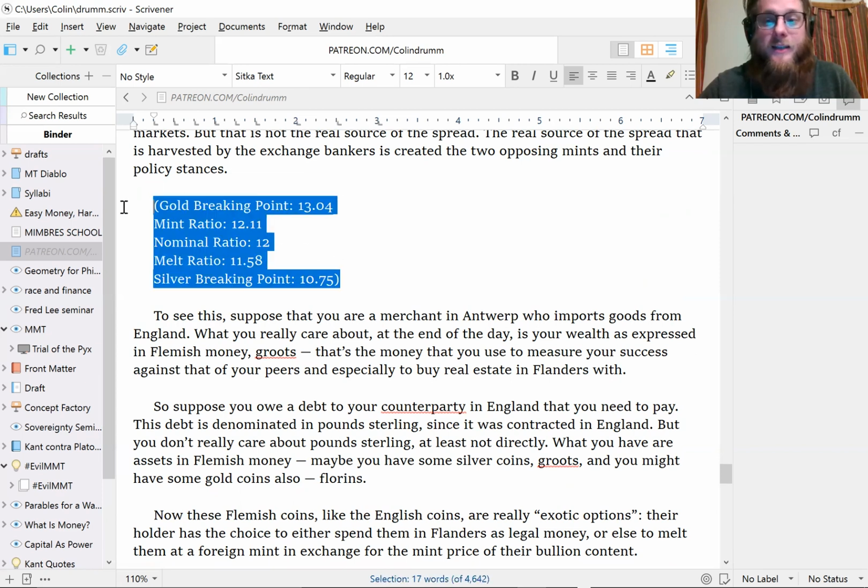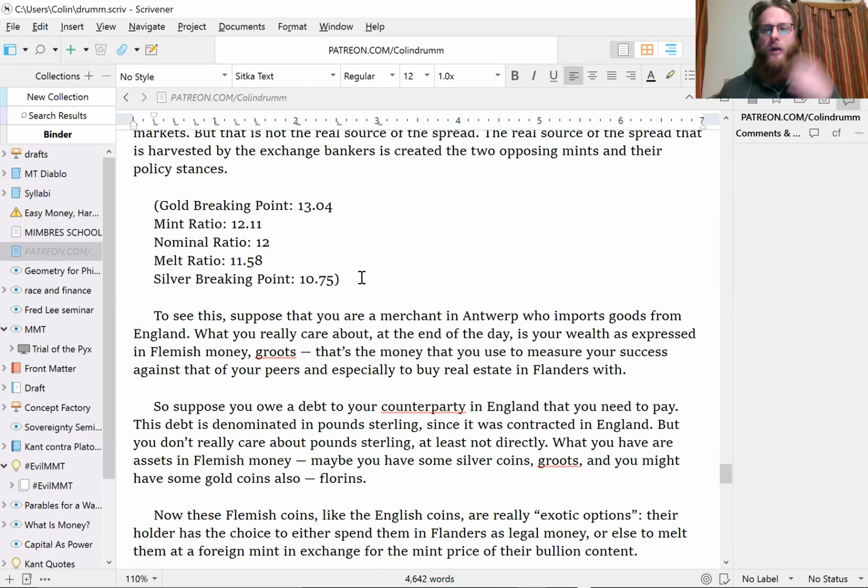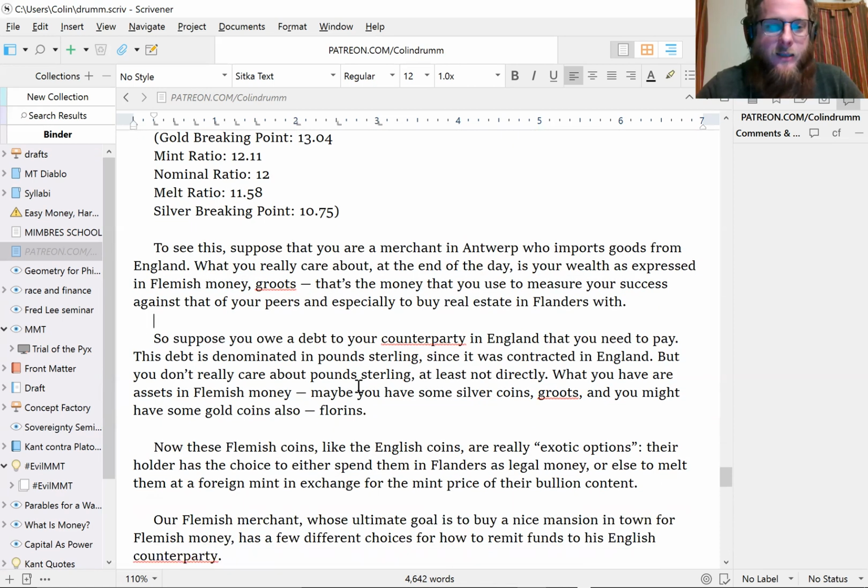Okay, the Flemish mint has the same thing. It's minting a silver coin and a gold coin, and each of them has a charge. And when we feed this accounting identity back into itself a couple of times, we generate this set of spreads.